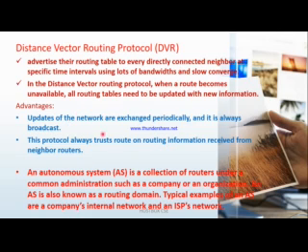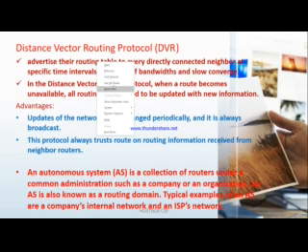Before knowing the details about the distance vector protocol, what is an autonomous system? These are some of the terms we are going to use in upcoming sessions also. An autonomous system, according to networking, is a collection of routers under a common administration such as a company or organization. Moreover, an autonomous system (AS) is also known as a routing domain. Some examples are a company's internal network and an ISP's network. Let's see the difference between intradomain and interdomain, because once you understand this, only then can you understand the upcoming sessions. Let's discuss.